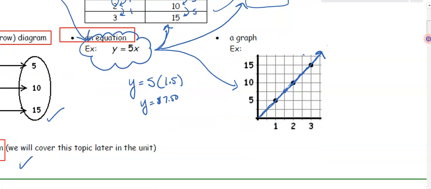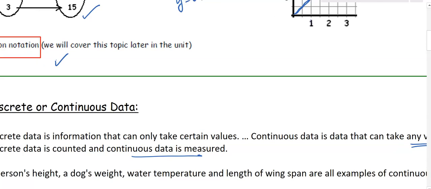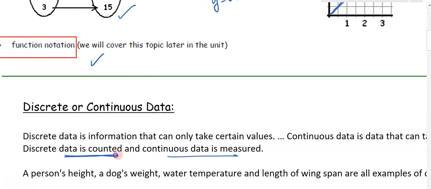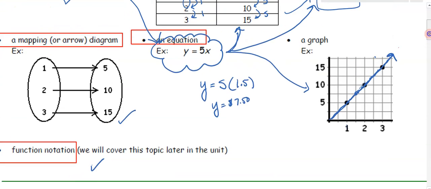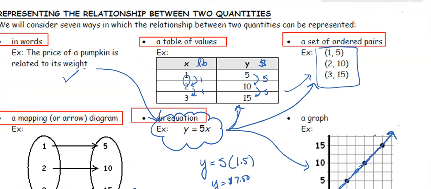within our relationship. Whereas discrete data is data that typically can be counted. It can only take on certain values, okay? So for example, if I go back to this pumpkin example, instead of saying pounds, I could say this is the number of pumpkins. 1 pumpkin is $5, 2 pumpkins is $10, so the price per pumpkin is $5. Well, I can't go to the store and buy 1.5 pumpkins. So this is discrete data where I can only buy these certain number of pumpkins.